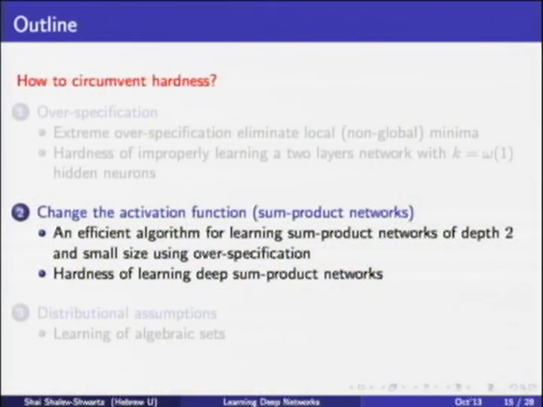Okay, so the first idea of over-specification is nice, but it doesn't work. So we need other ideas and maybe combine them together. So the second idea is to change the activation function. And what I will show is that together with the first idea of over-specification, you now can learn small neural networks, neural networks of depth 2 and a small number of hidden neurons. But I will show that if you want deep neural networks with the new activation function, it is still hard.